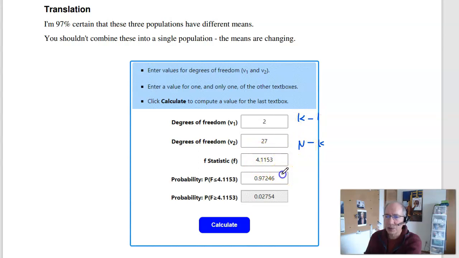F-score is 4.11. Corresponds to a probability of 97%. So I'm 97% certain that the means are different. What that means is that the climate is changing. At the turn of the century, back in 1900, it was actually getting cooler, with fears of a coming ice age and so on.